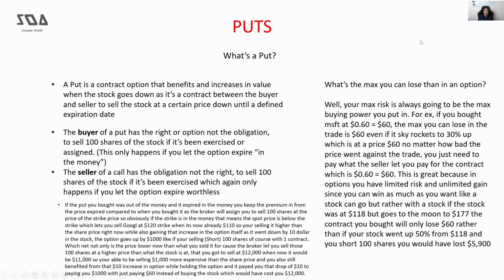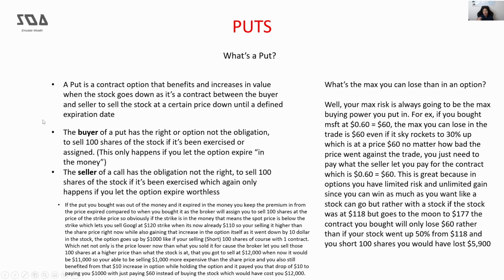So let's talk about puts now. What's a put? Well, a put is a contract similar to a call, but this contract benefits and increases in value when the stock goes down, as it's a contract between the buyer and seller to sell the stock at a certain price until a defined expiration date. With put options, instead of buying the stock at a certain price, now you're selling the stock at a certain price.